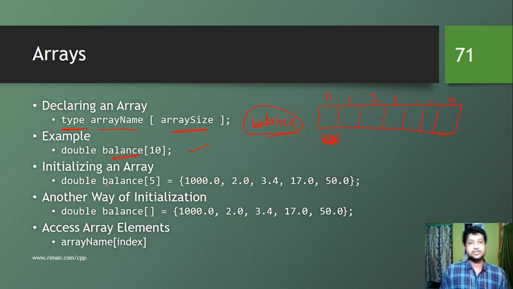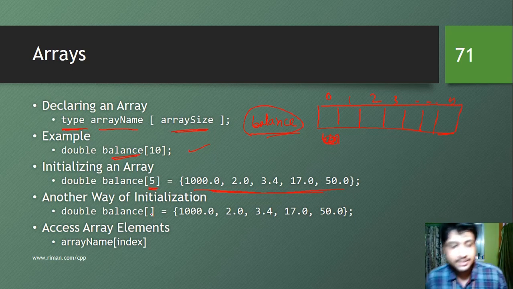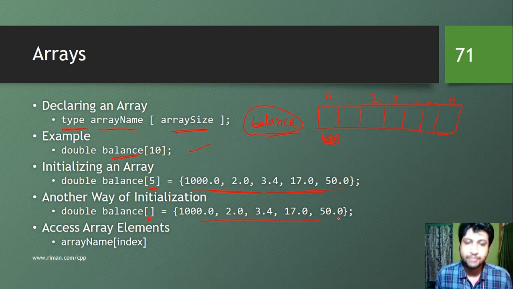Now initializing an array, we can write double balance[5]. We can mention the size here and then initialize all the objects using a set kind of structure, each item separated by comma. Another way of initializing is double balance[] without any size, and then put this particular value. What is the difference between these two initializations? If you put the size here, you cannot enter values more than 5. But if you don't put any size here, you can enter any number of values, and the size of balance will automatically be the number of elements in this particular set.